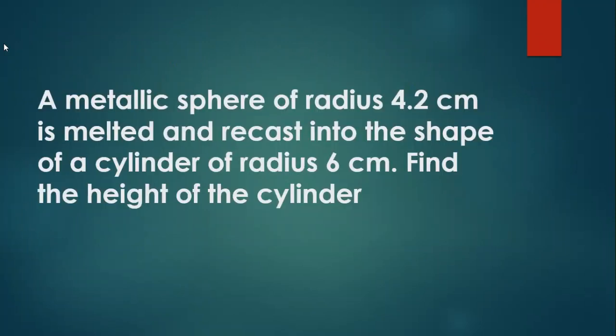A metallic sphere of radius 4.2 centimeters is melted and recasted into the shape of a cylinder of radius 6 centimeters. Find the height of the cylinder. Here we have recasted the shape of a sphere into a cylinder, where the radius of the sphere is 4.2 centimeters and the radius of the cylinder is 6 centimeters. We need to find the height of the cylinder, right?